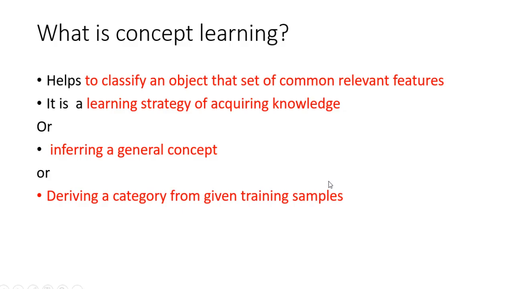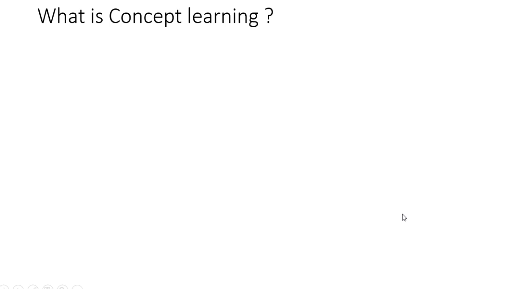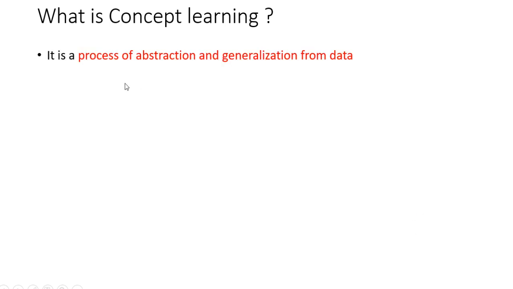Say we have training samples, let's say 100 different images of apples, which I'm feeding to the machine learning algorithm. Based upon them, it is able to identify some common relevant features, and therefore it categorizes all the images which are of a particular shape and which are green or red as apple. So concept learning is all about deriving a category from given training samples. So what is concept learning? It's a process of abstraction and generalization from data.